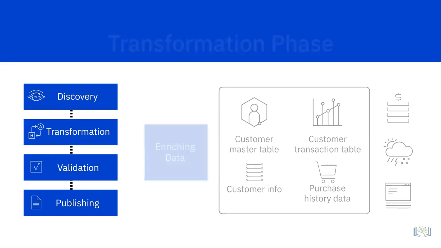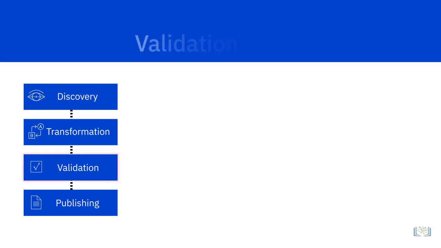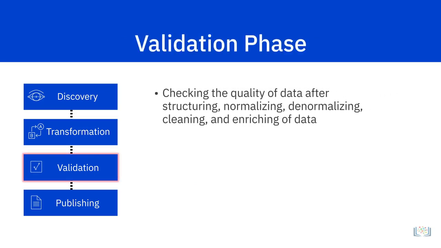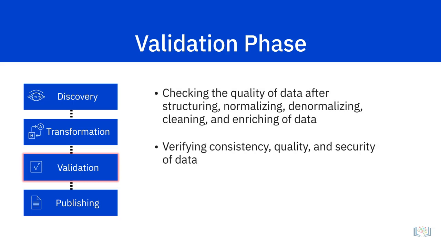After transformation, the next phase in data wrangling is validation. This is where you check the quality of the data post structuring, normalizing, cleaning, and enriching. Validation rules refer to repetitive programming steps used to verify the consistency, quality, and security of the data you have.